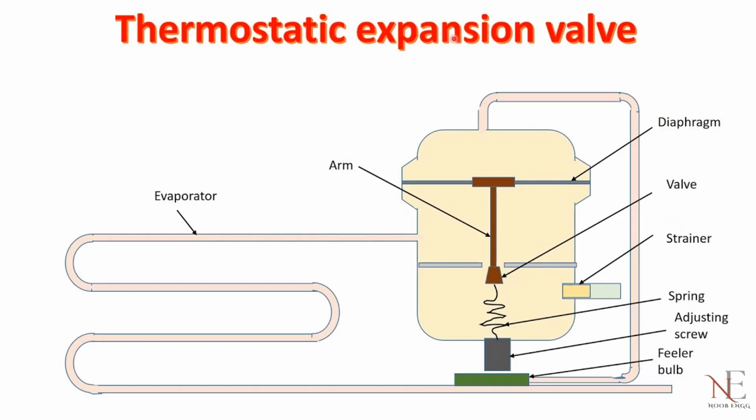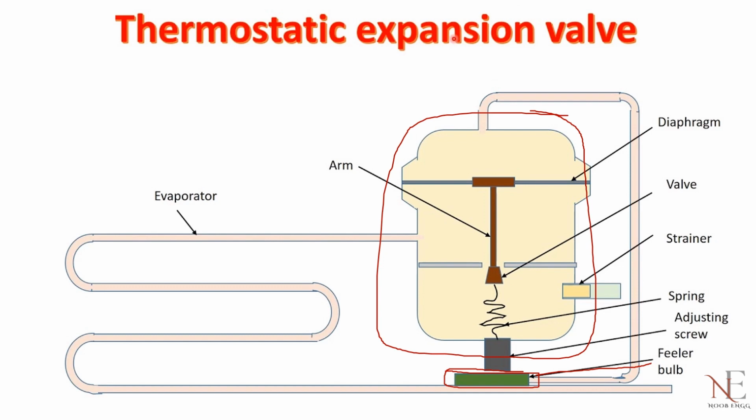So this is the thermostatic expansion valve. As you can see, the main character here is the filler bulb, the main karta dharta of a thermostatic expansion valve. This is similar. See, this is a filler bulb, and it is attached to the exit of the evaporator tube.